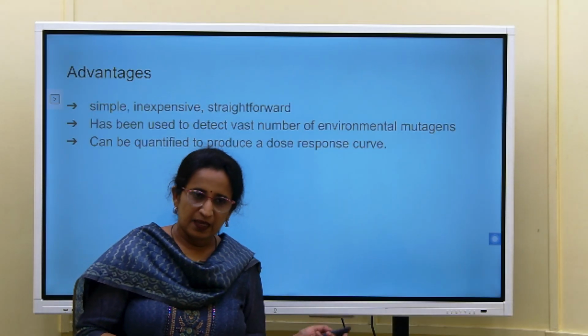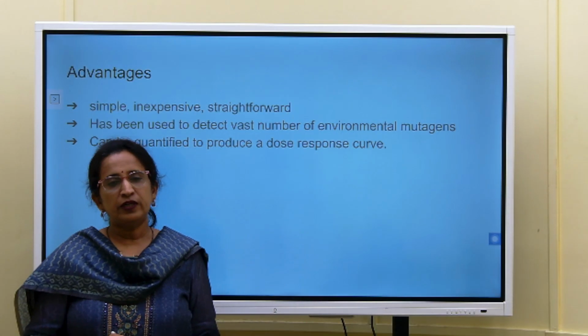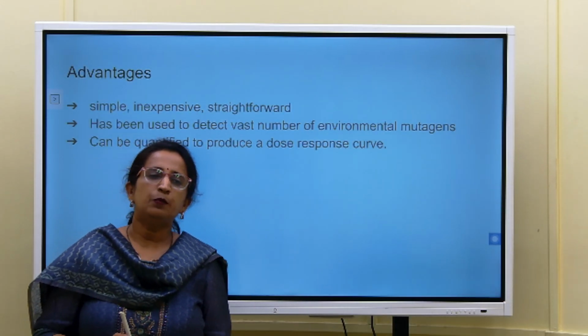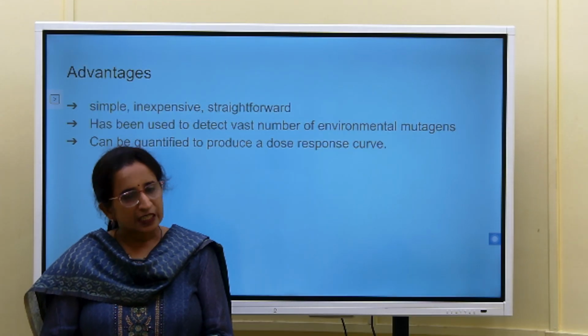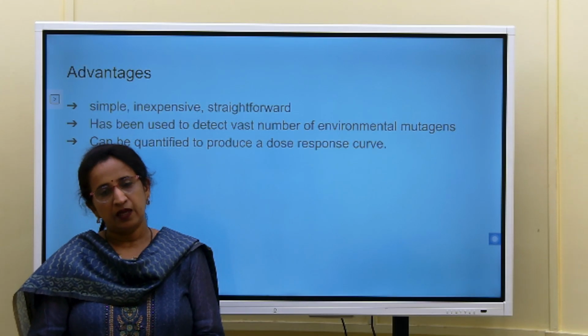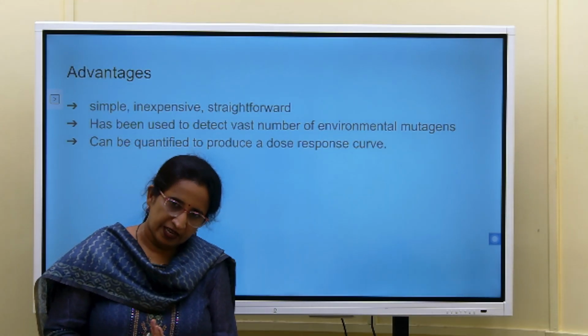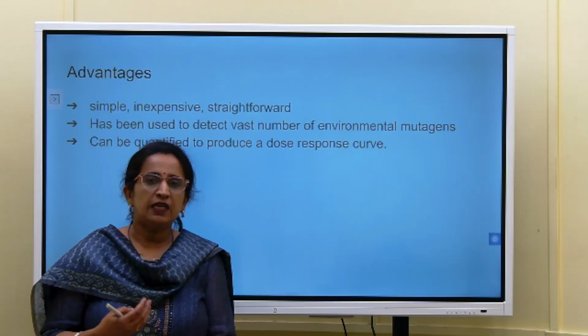So we saw that the Ames test is a very useful, simple test which can help one to detect mutagens and potential carcinogens in our environment, and chemicals which we are exposed to regularly in our daily life.